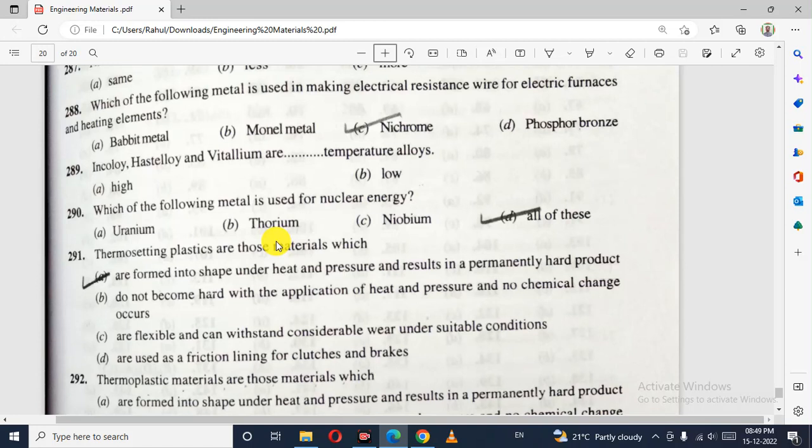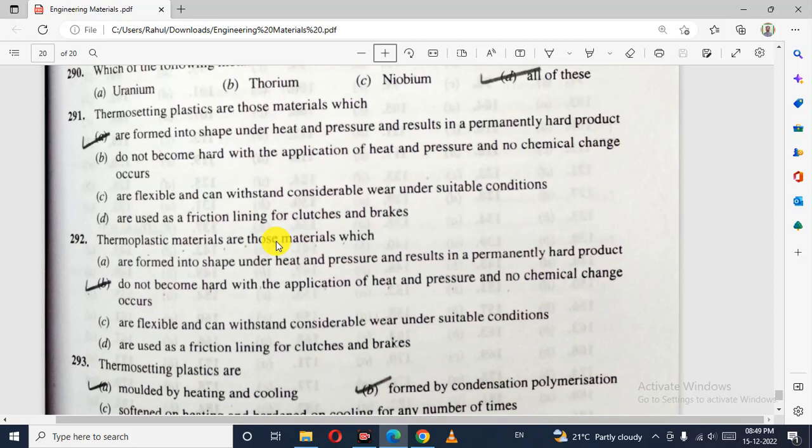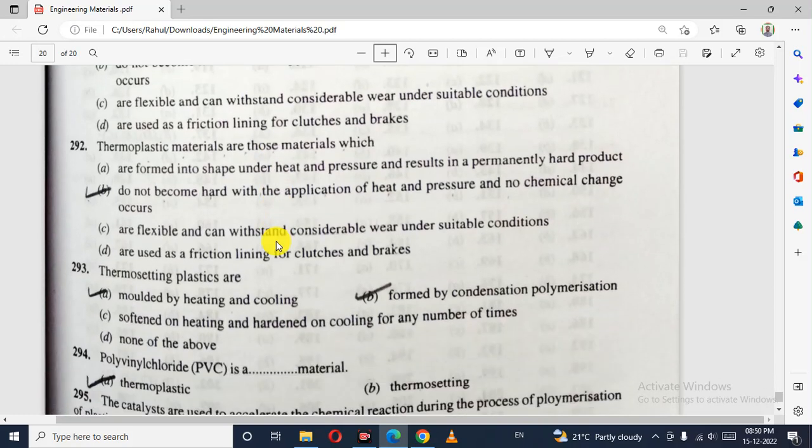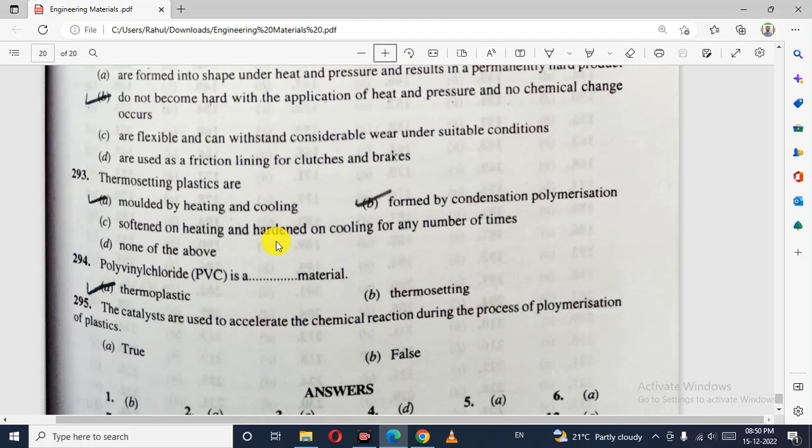Thermosetting plastics are those materials formed into shape under heat and pressure, and the result is a permanently hard product. Thermoplastic materials are those that do not become hard with the application of heat and pressure, and no chemical changes occur. Thermosetting plastics are molded by heat and formed by polymerization. PVC is a thermoplastic material.